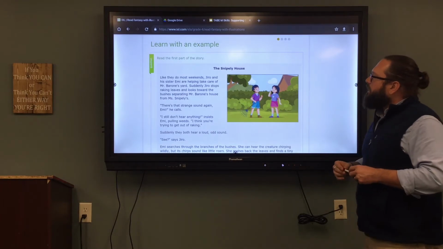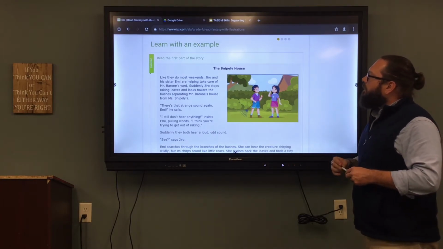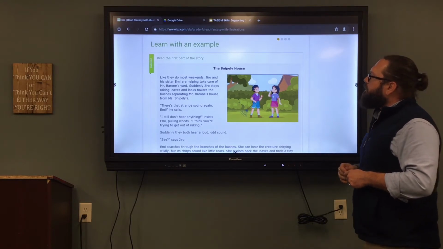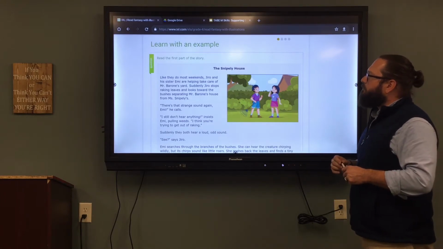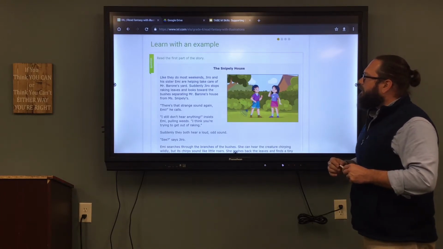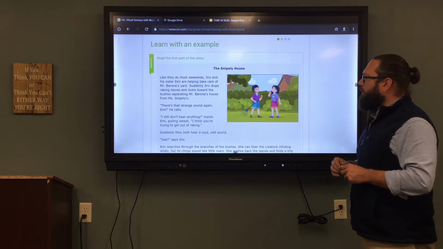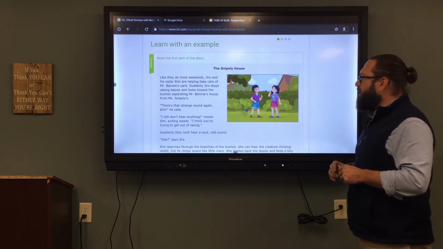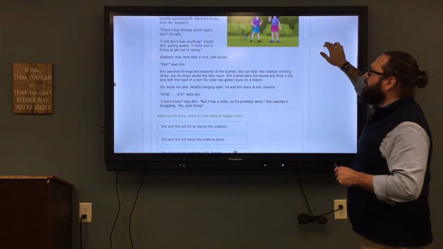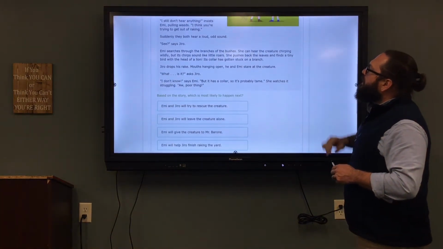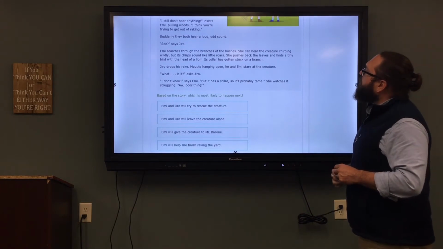Like they do most weekends, Jiro and his sister Emmy are helping take care of Mr. Barone's yard. Suddenly, Jiro stops raking leaves and looks toward the bushes separating Mr. Barone's house from Ms. Snipely's. "There's that strange sound again, Emmy," he calls. "I don't hear anything," insists Emmy, pulling weeds. "I think you're trying to get out of raking." Suddenly, they both hear a loud, odd sound. "See," says Jiro.